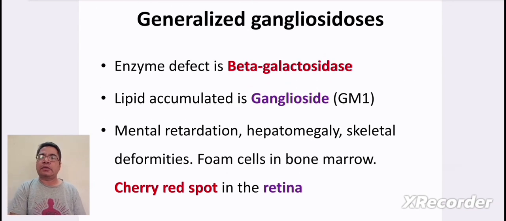Generalized gangliosidosis. Enzyme defect is beta-galactosidase. Lipid accumulated is ganglioside. Mental retardation, hepatomegaly, skeletal deformities are seen. Foam cells are seen in bone marrow. Cherry red spot in the retina is seen.